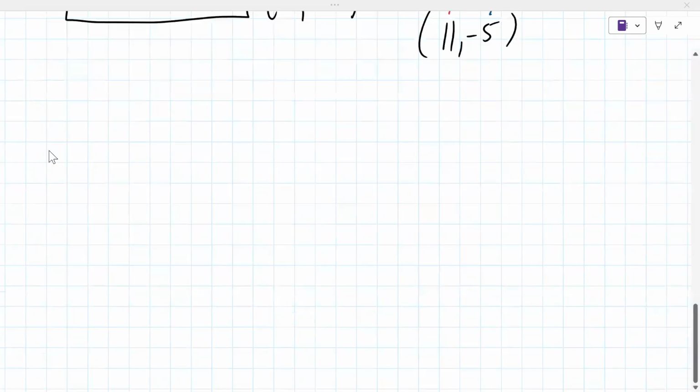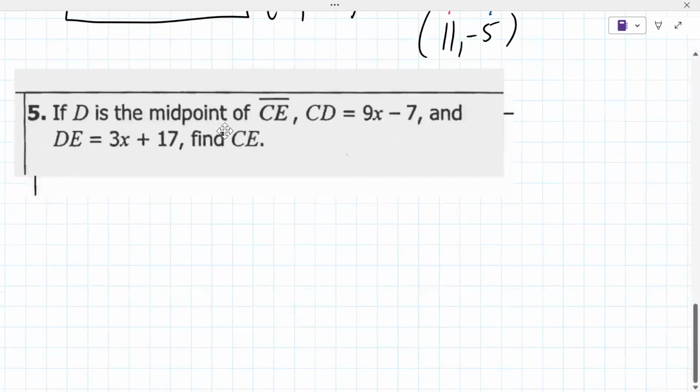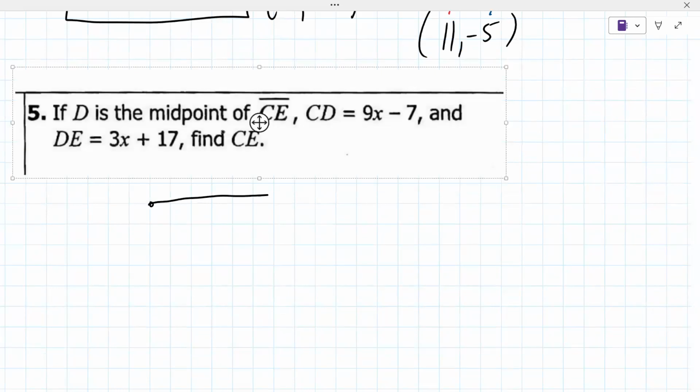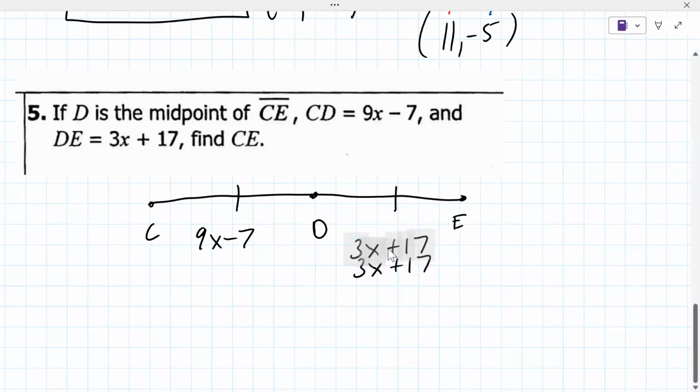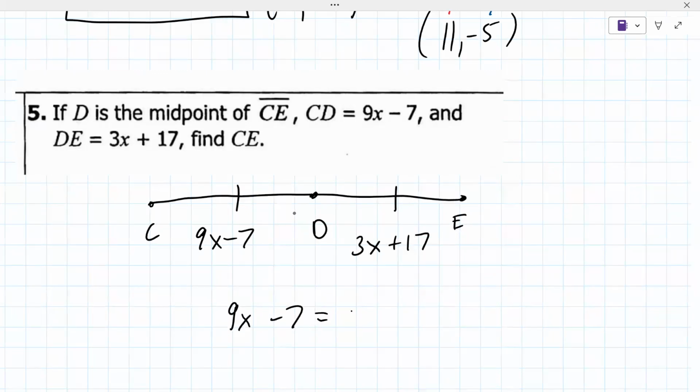All right. So number 5 here, if D is the midpoint of CE, so maybe we'll do it this way. Here's C, here's E, here's D. If it's a midpoint, these are congruent. CD is 9x minus 7, and DE is 3x plus 17. If it's a midpoint, that means that these are congruent. If they're congruent, you can set them equal to each other because they have the same measure.